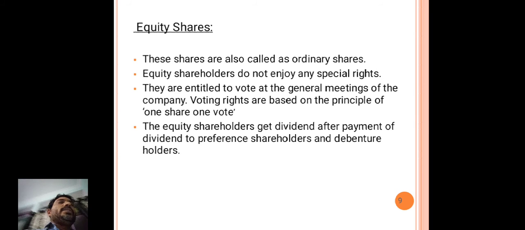The equity shareholders do not have any special right based on participation of vote, one share. The equity shareholders get dividend after the payment of dividends to preference shareholders and debenture holders. So here one main important point to be remembered, and in the last class we noted one point, that the deferred shareholders will receive the dividend or the capital back in case of winding up of a company.